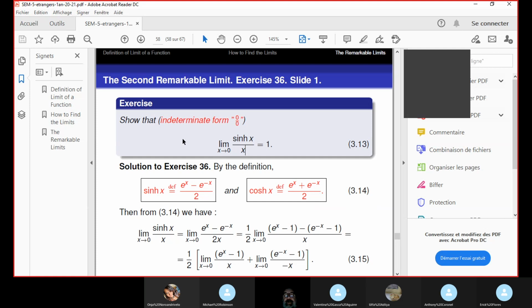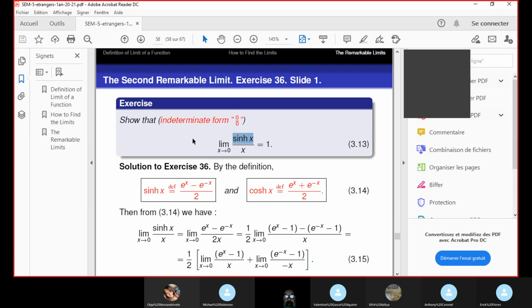Eric, do you know? Hyperbolic sinus, hyperbolic sinus. I'm not quite sure. So you see, here I make use of some notation. The hyperbolic sinus of x. You see?